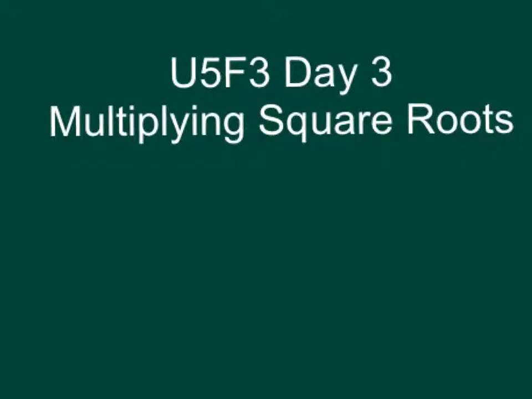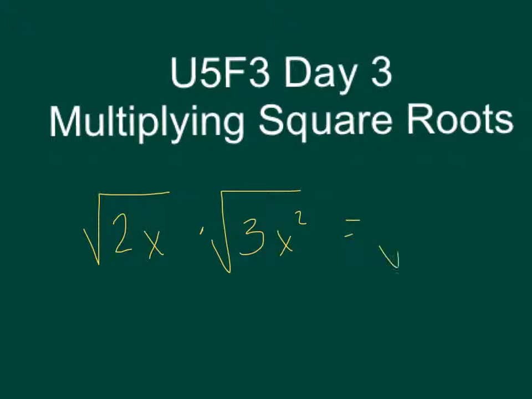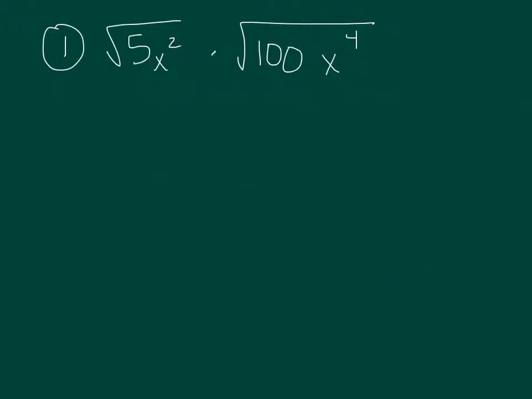Okay, the main thing you have to learn today is that when you times something in a square root by something in another square root, you actually multiply the stuff in there. For instance, 2x times 3x to the second, you would actually multiply those and get the square root of 2 times 3, which is 6. X times x to the second is x to the third. Okay, and then we're going to simplify that. Multiply stuff in the radicals.